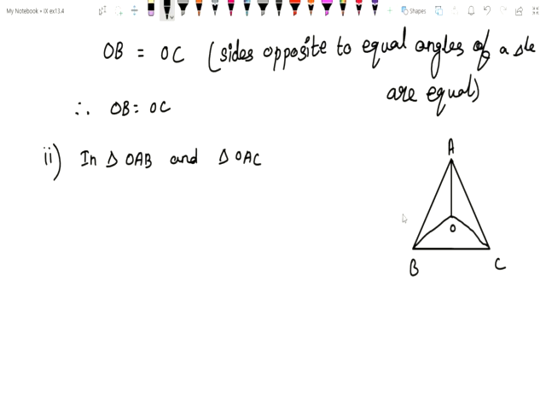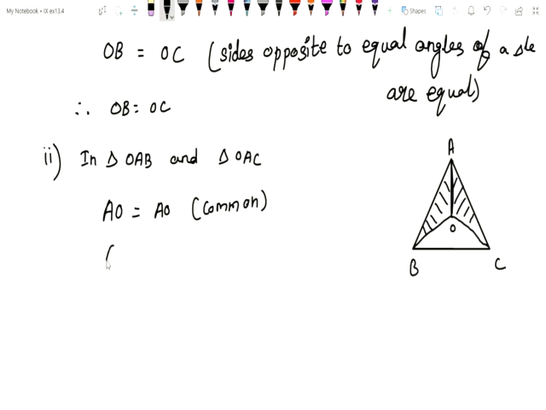Okay. Now we take OAB, this triangle, and OAC, this one. We are taking these two triangles. We are going to prove these two triangles are congruent. See here, OA is common. AO equal to AO, because this side is common for both the triangles.